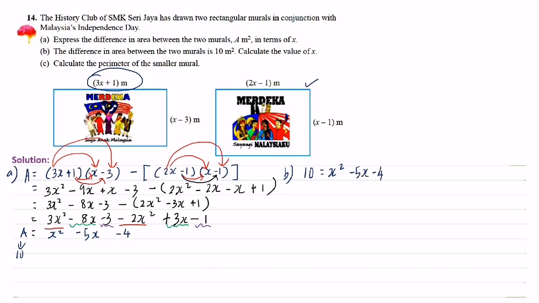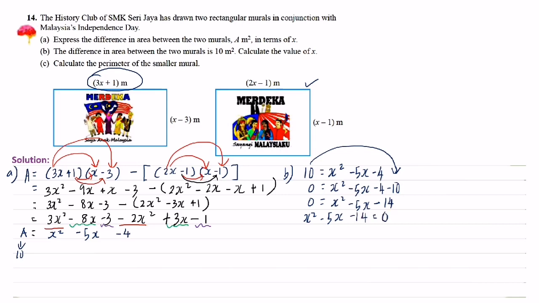Again, you need to write the equation in general form. Okay, so here I move over to the right hand side. 0 equals S squared minus 5S minus 4 minus 10. S squared minus 5S minus 14 equals 0.